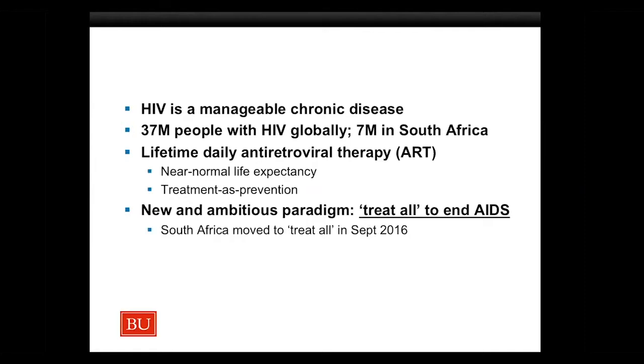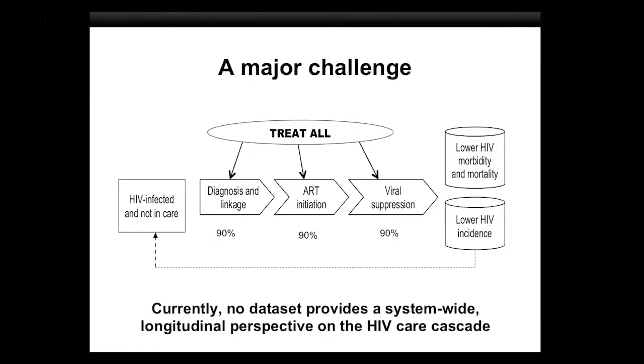And in recent years, the evidence has accumulated that ARVs don't just improve someone's health, but also essentially eliminate onward transmission of the virus. And so there's now this new and ambitious paradigm of essentially trying to treat everyone in order to prevent onward infections and to actually end the epidemic. And South Africa and other countries have now moved towards this with the goal of trying to get everybody in care and on therapy and retained on therapy. That will be hard.